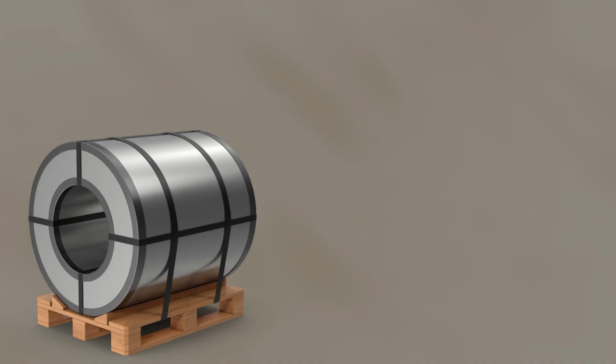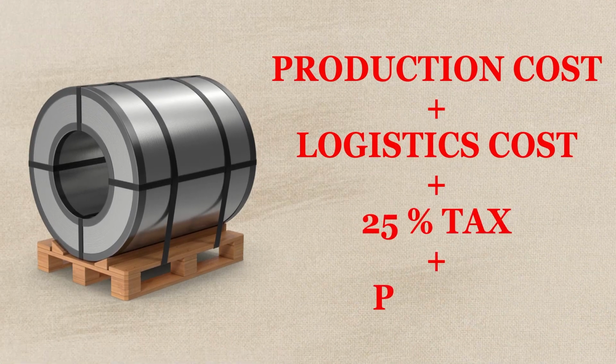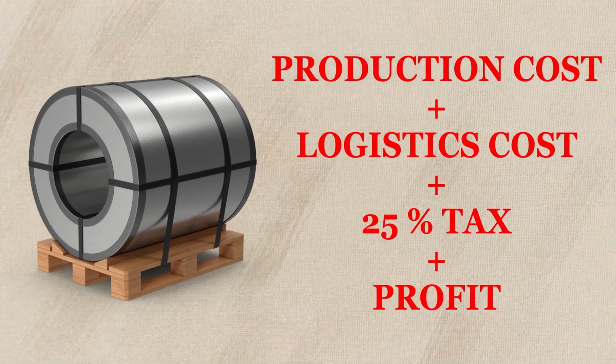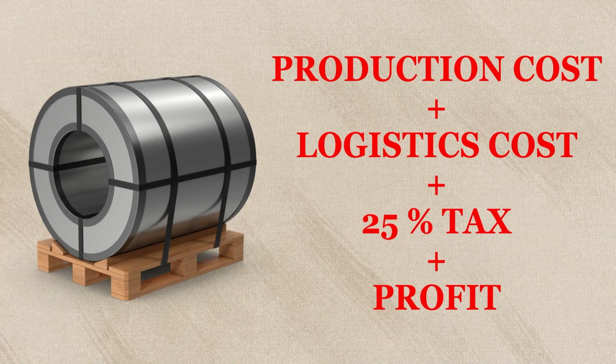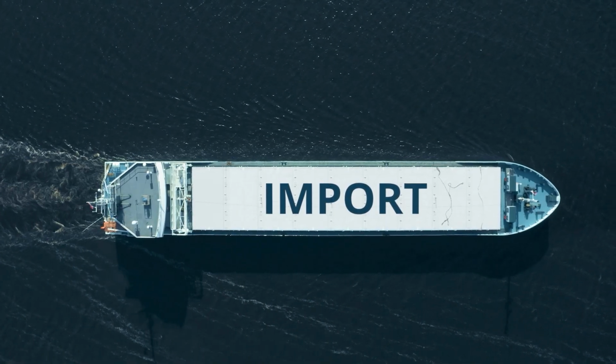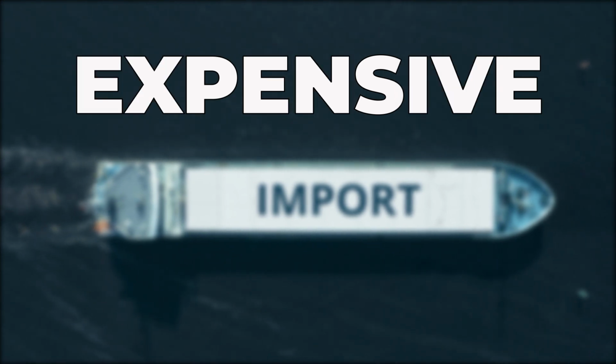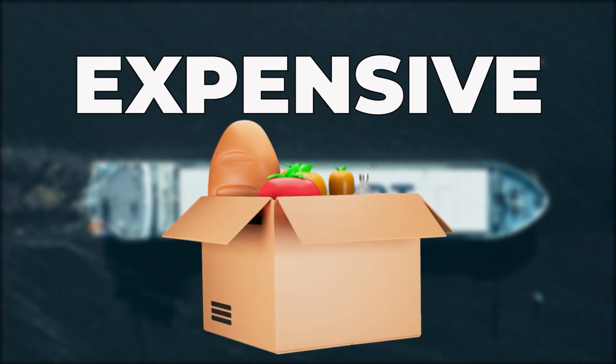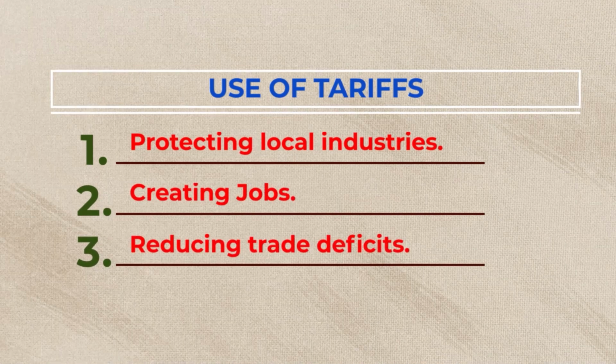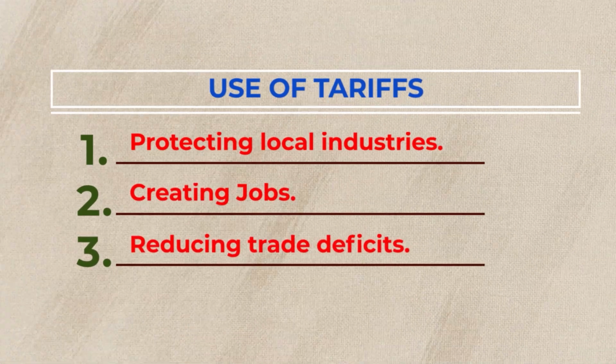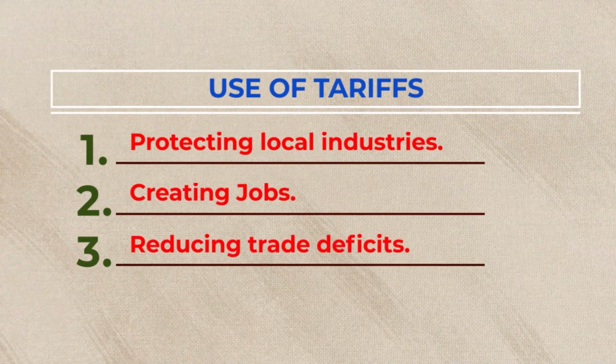prices. If a company imports steel and has to pay a 25% tariff, it'll likely raise the price of its products made with that steel to cover the cost. The primary goal of tariffs is to make imported goods more expensive, thereby making domestically produced goods more competitive. Governments use tariffs for various reasons, including protecting local industries, creating jobs, and reducing trade deficits.